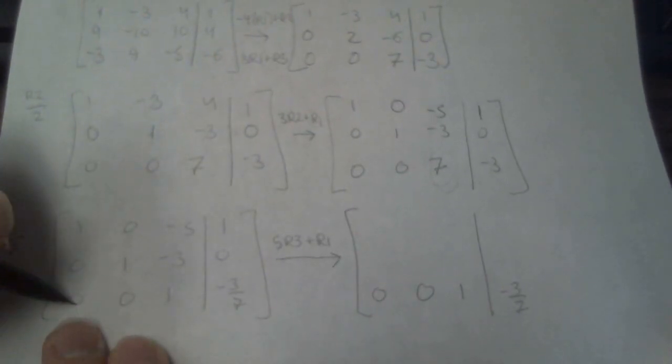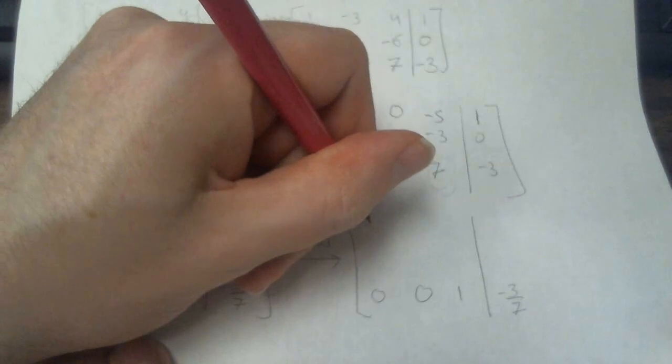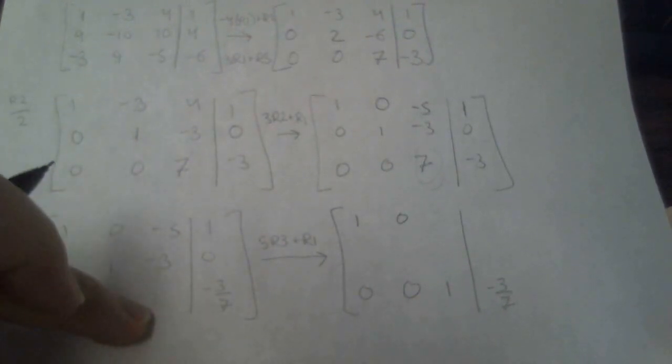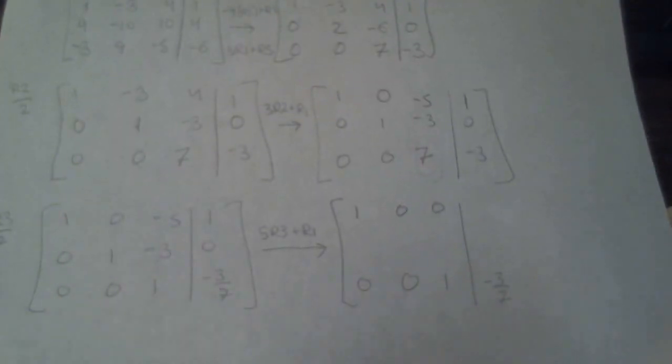So we have 5 times 0 is going to be 0, plus 1 is going to be 1. 5 times 0 is going to be 0, plus 0 is going to be 0. Or sorry, this should be 1 in there. All right, 5 times 1 is going to be 5, plus a -5 is going to be 0. And then 5 times -3/7 is going to be -15/7. So we have -15/7 plus 1.